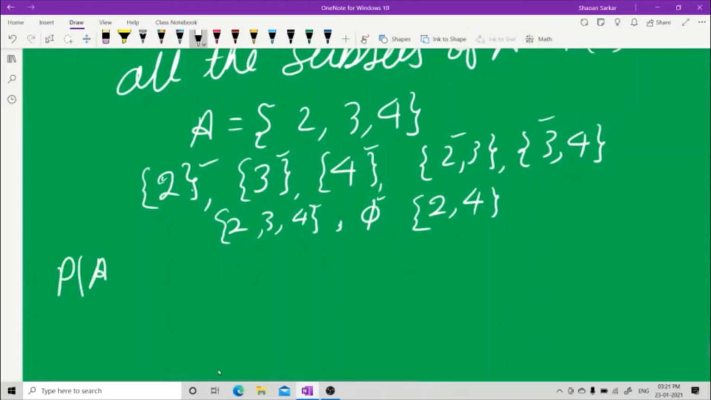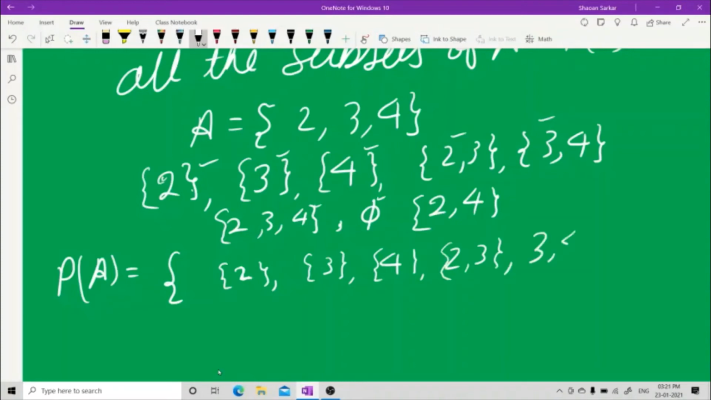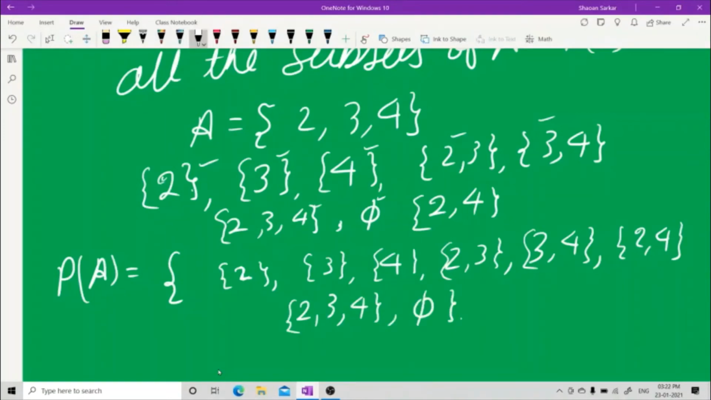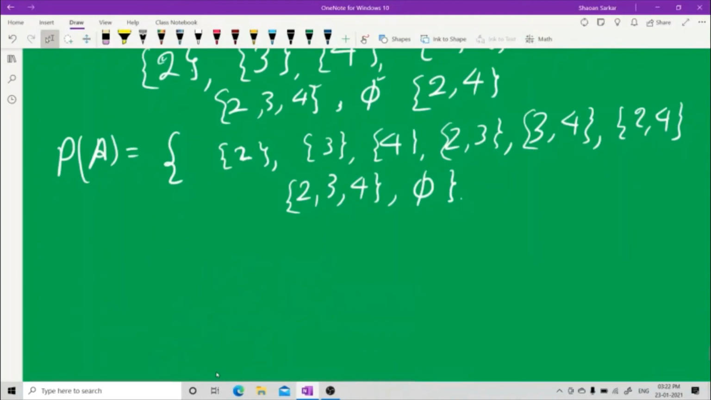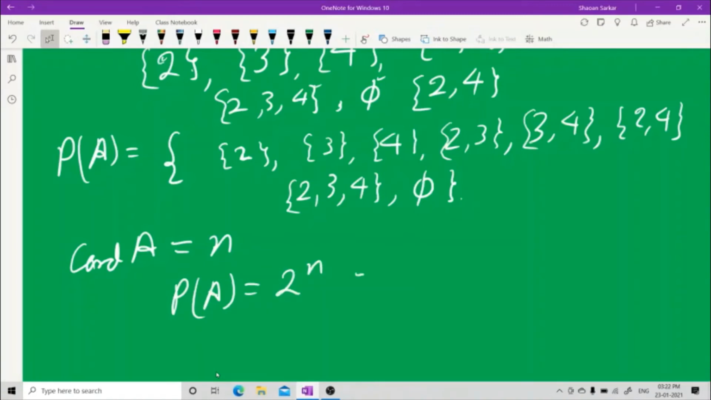Let us write down power set of A. You have to write like this: {2}, {3}, {4}, then {2, 3}, then {3, 4}, and {2, 4}, and then {2, 3, 4} itself, and then you have your {5}. So total is 8. So suppose the number of elements in A is, suppose, n. Then power set of A has 2 to the power of n sets in it.